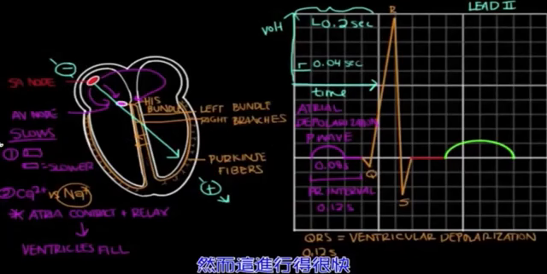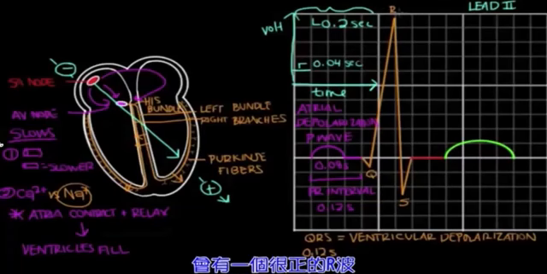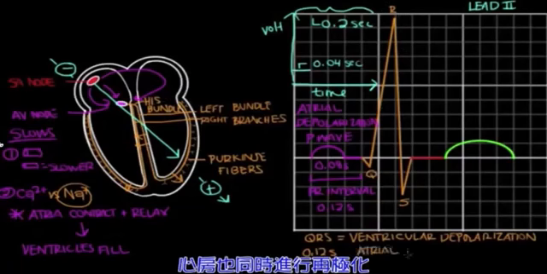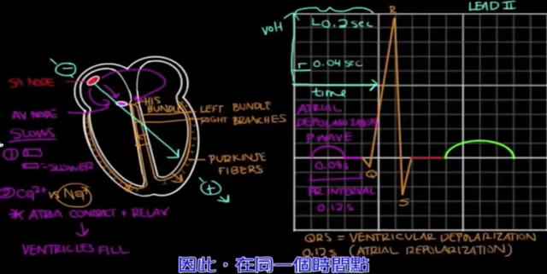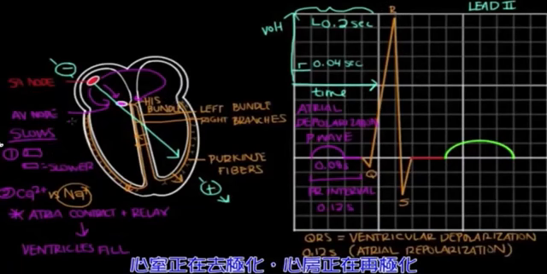However, quickly after, the wave of depolarization spreads throughout the ventricles, which is why you have the positive, high amplitude R wave shortly after. Something else to note is that during ventricular depolarization, you also have atrial repolarization. So at the same time as the ventricles are depolarizing, the atria are repolarizing.